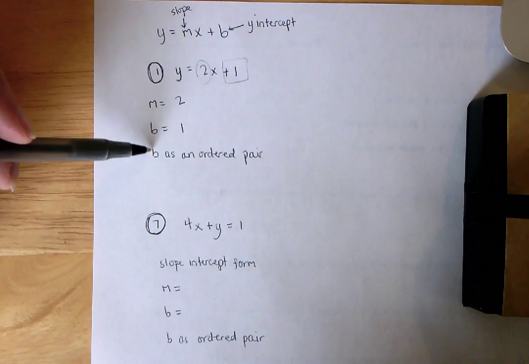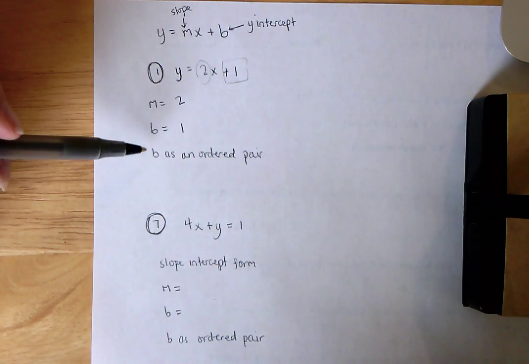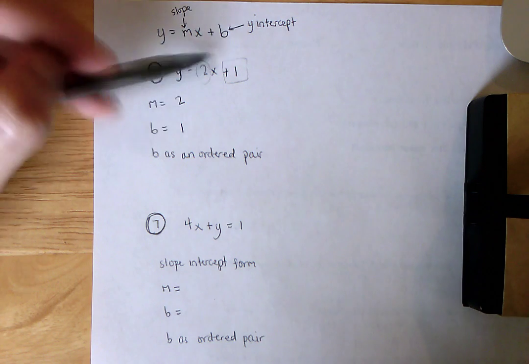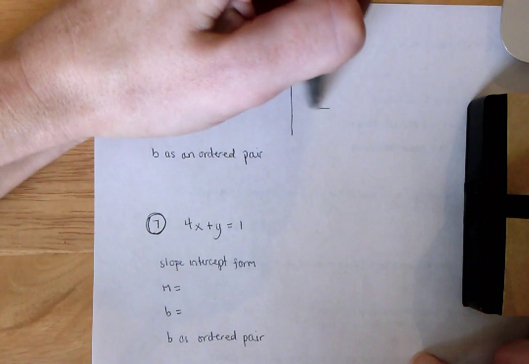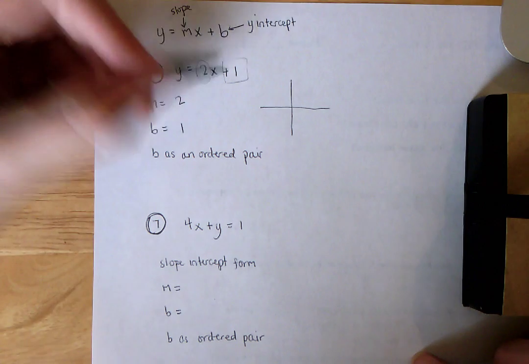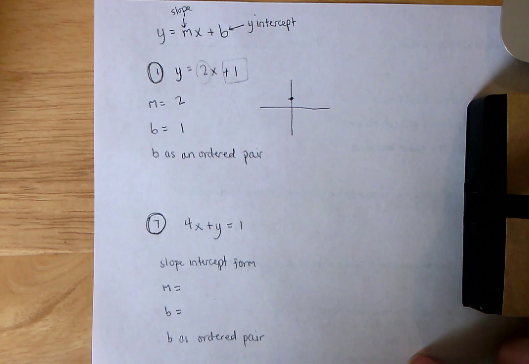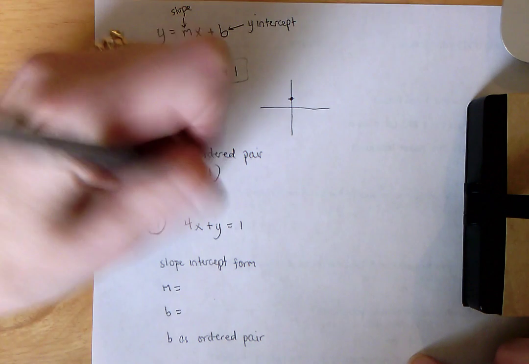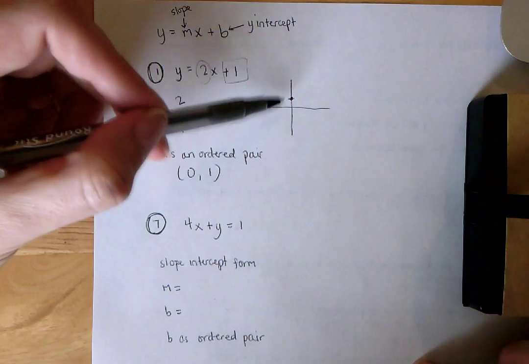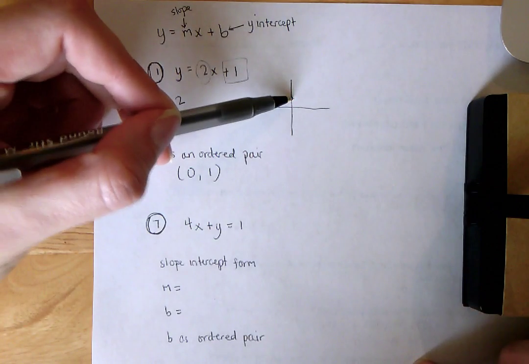How do you write the y-intercept as an ordered pair? Well, if you look at the graph of this type of function, it would start up at positive 1. That represents 0, 1 on the graph. Okay, because you're not going over left or right, you're just going up 1.